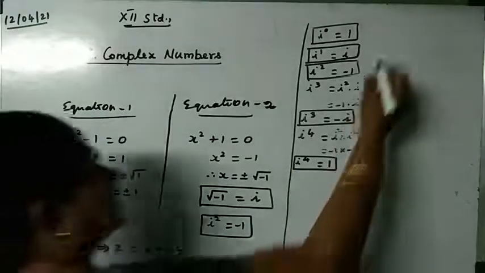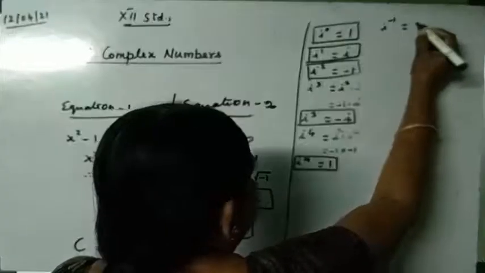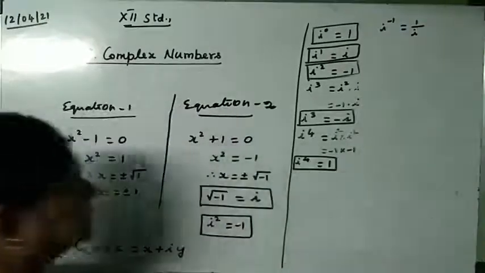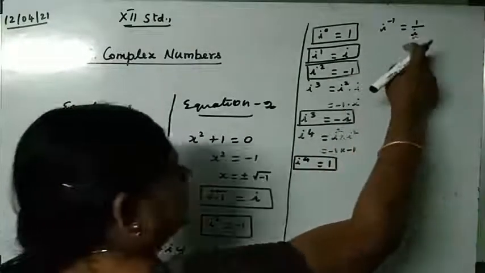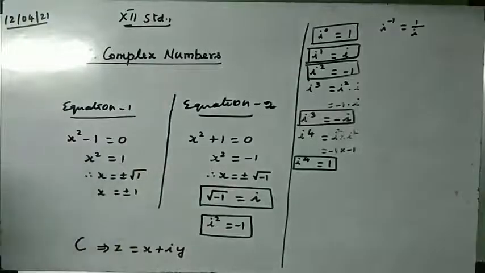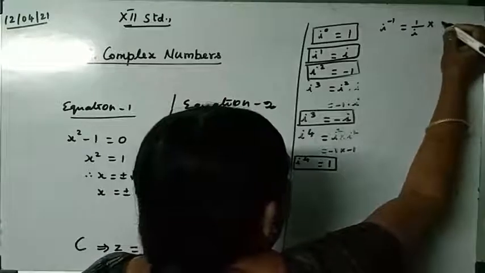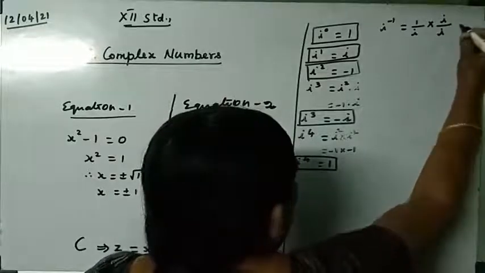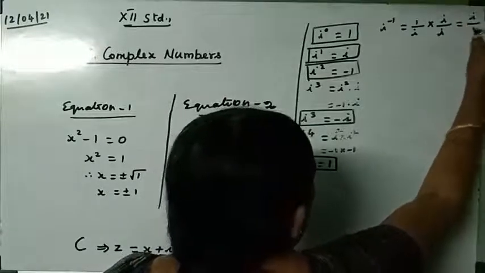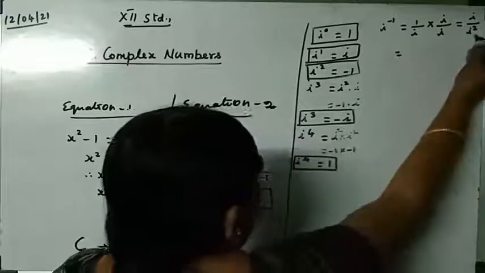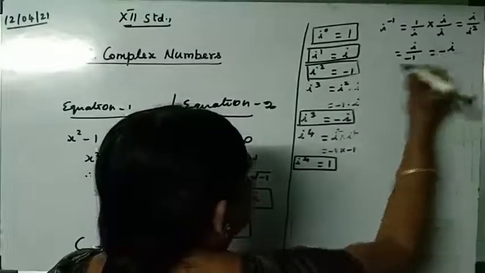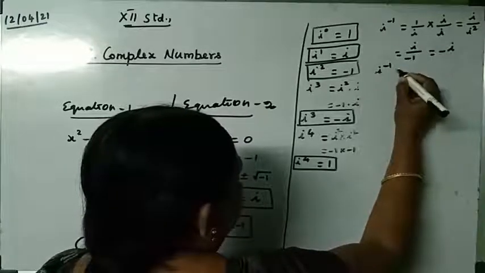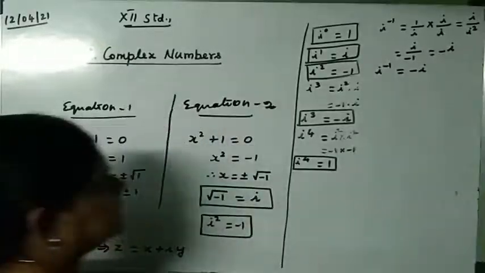If we take i power minus 1, this can be written as 1 by i. Now, in the denominator, we should not have any complex number or irrational number. So, take its conjugate and multiply. Let me multiply by i into i. So, it is equal to i by i square. I square value is minus 1. So, i by minus 1 is equal to minus i. So, i power minus 1 is equal to minus i.